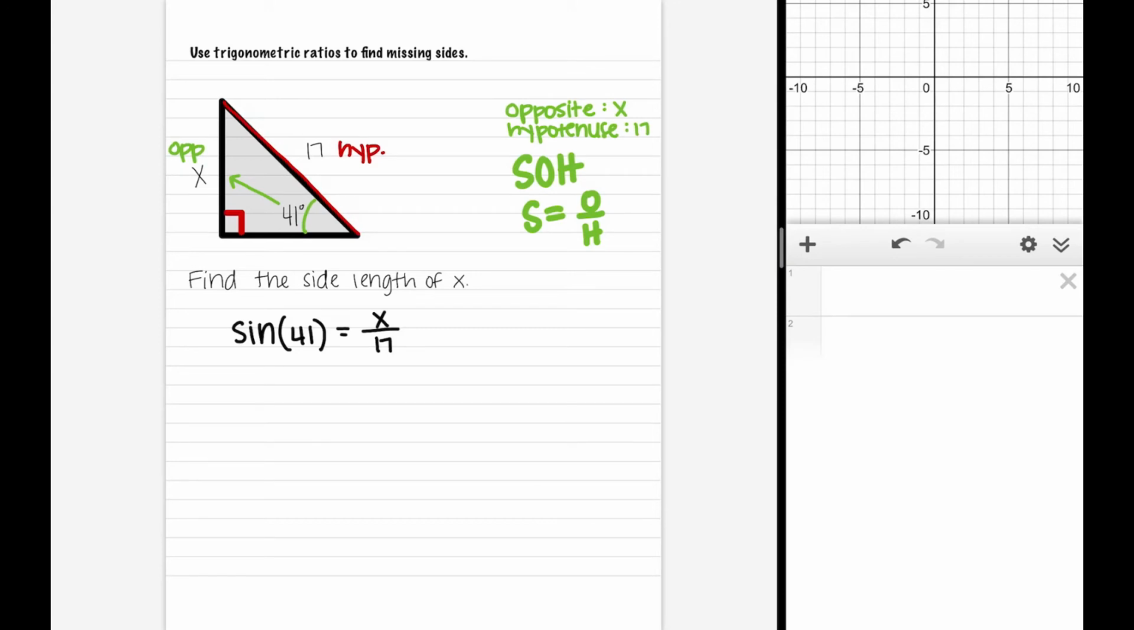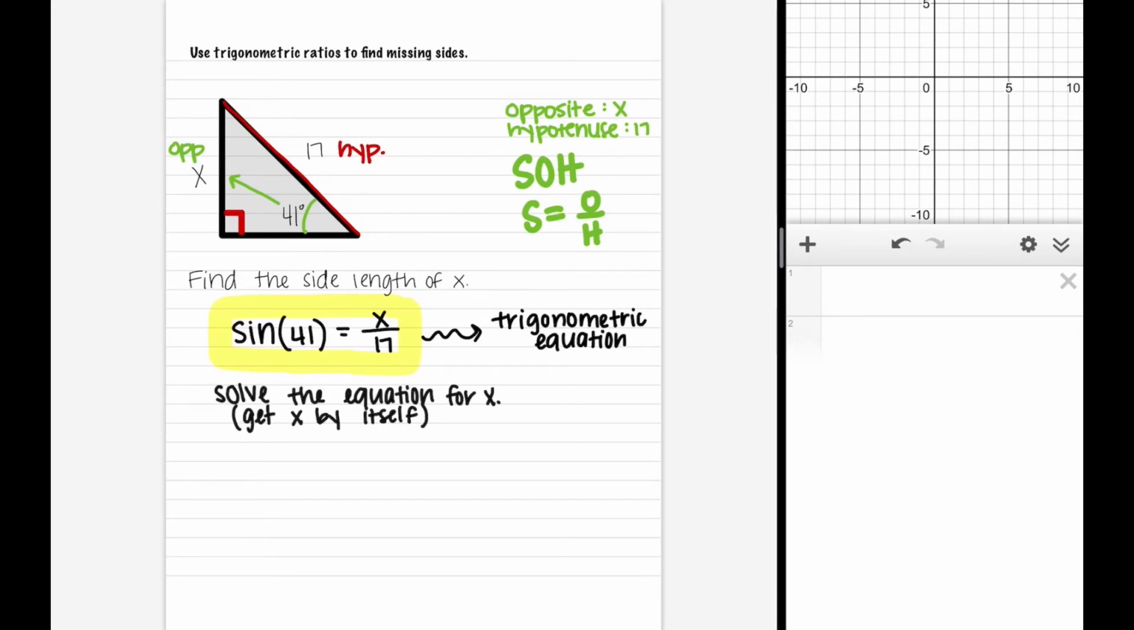Well, how does this help me? If I know sine of 41 is X over 17, how does that help me find X? Well, notice what we have here. This is a trigonometric equation because we have an equal sign in there. So what I can do is solve this equation for X. Well, how can I do that?